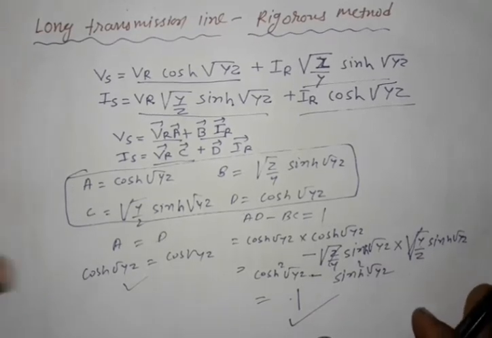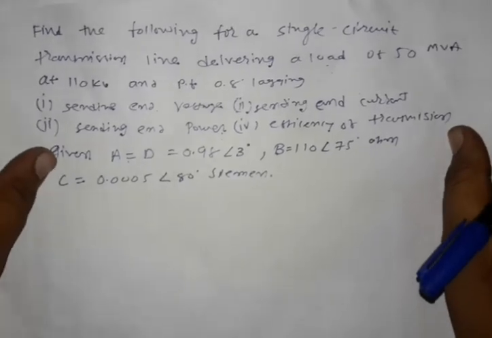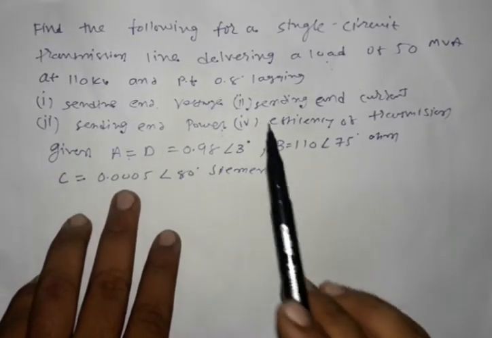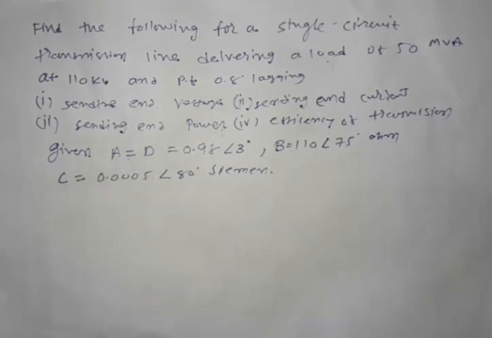Now we see an example with the help of ABCD parameters. Here we see the example. Find the following for the single circuit transmission line delivering a load of 50 MVA at 110 kV and power factor 0.8 lagging.